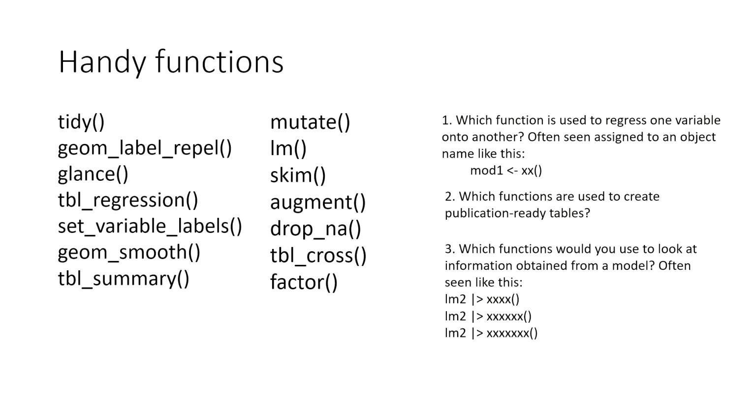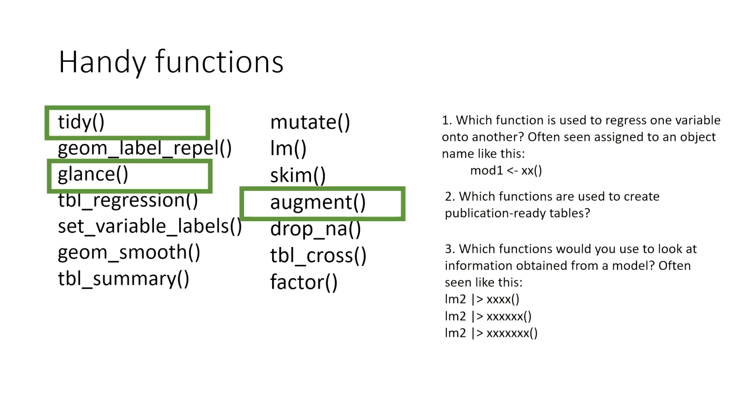Next, which functions would you use to look at information obtained from a model? You'll often see a model fed into these functions like below. So take a moment to pause the video and see if you can guess which three functions are used to look at your information obtained from the model. It would be tidy, glance, and augment. If you don't know the difference between those functions, I also highly recommend you go back and look at the output, make sure you understand what's happening with these functions especially, and then do review the other functions on this slide as well.